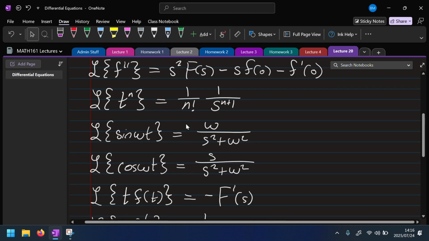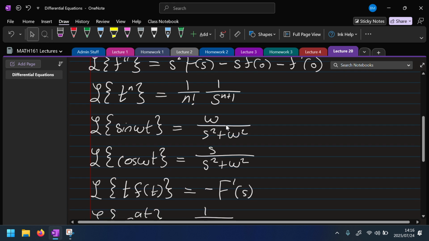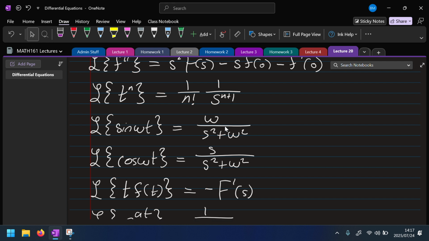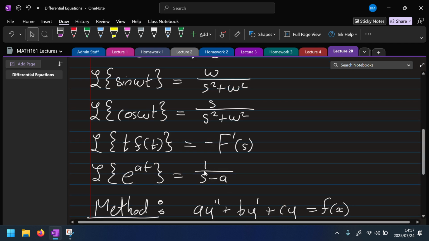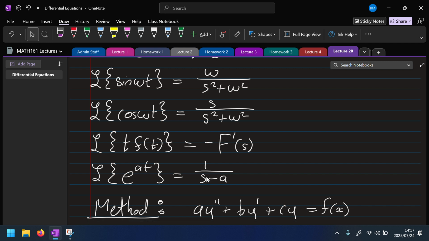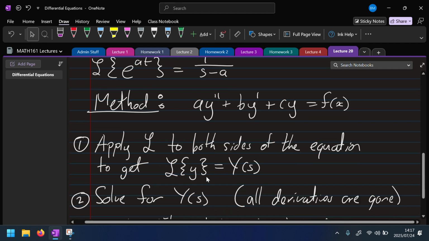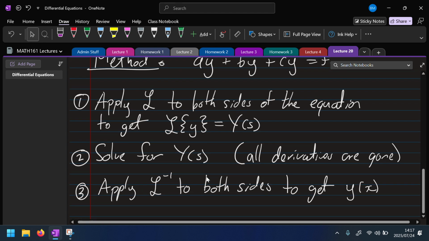Remember what the inverse was. Say we get something like this in the expression. When we do the inverse, that will just be sine omega t. You just read it backwards. So if you get something like 1 over s minus 2, for example, when you do the inverse, it will be e to the 2t. So you just go backwards. Any questions on the 3 steps?